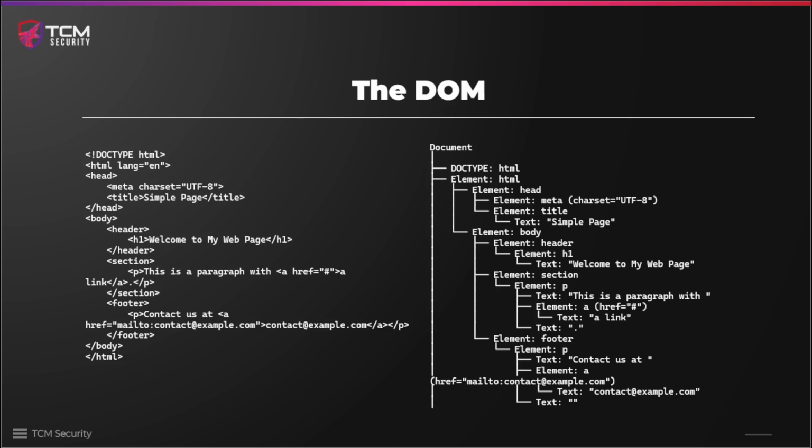This way, programming languages like JavaScript can interact with the page. So if we update the DOM, our page updates, and if we update the page, the DOM updates. They are always in sync, and this is handled for us by the browser. So let's take a closer look at HTML, CSS, and JavaScript.